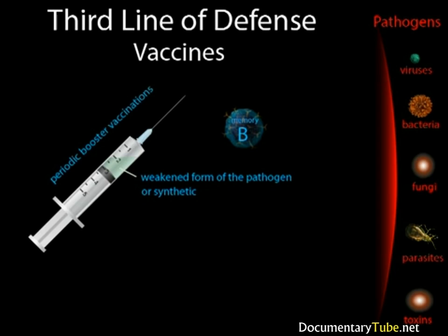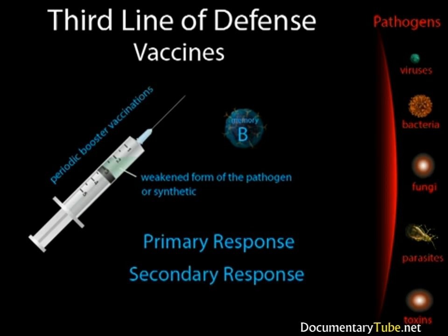When the body is first exposed to a pathogen, the B cells will produce a primary response. This response fights the infection and produces memory B cells. The memory B cells will then produce secondary responses if the pathogen infects the body again.